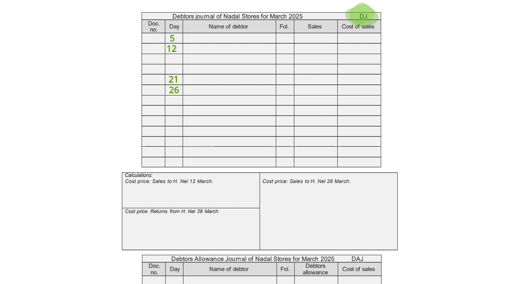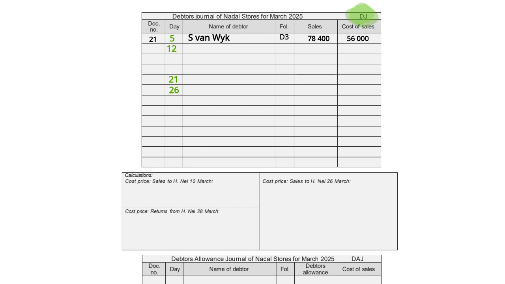On the 5th, it reads as follows. Credit sales to S. van Wyk as per credit sales invoice number 21, 78,400. So we know the document number will be 21. The debtor is S. van Wyk. It's debtor 3. The selling price is 78,400. And how do I calculate my cost price? I say 78,400 times 100 divided by 140, and then I get 56,000.